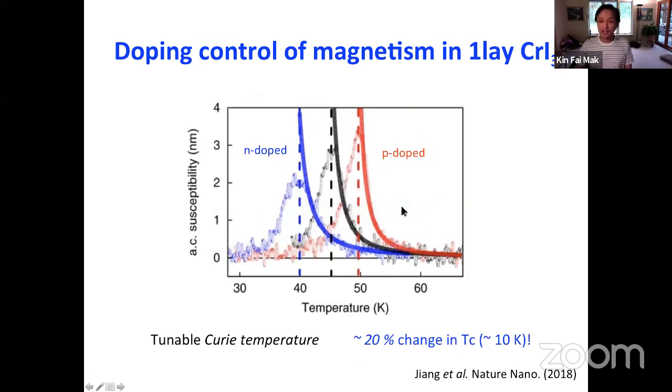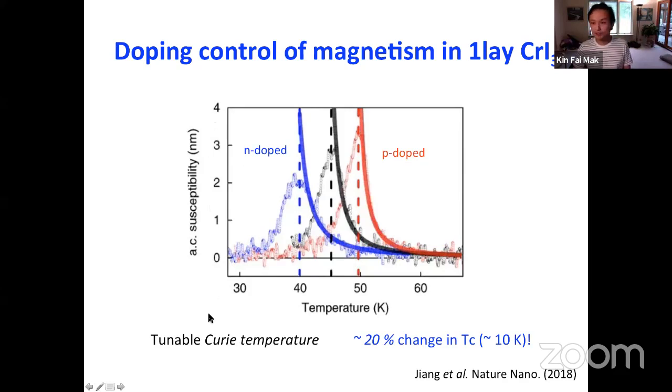To see how this works, let's focus on a monolayer chromium iodide sample first. What we show here is the AC susceptibility measured as a function of temperature for a monolayer of chromium iodide. And just a few words on measuring the AC susceptibility: we apply an AC magnetic field to the system so that it modulates the sample magnetization, and we detect the modulated change in the magnetic circular dichroism signal that's measured by optics.